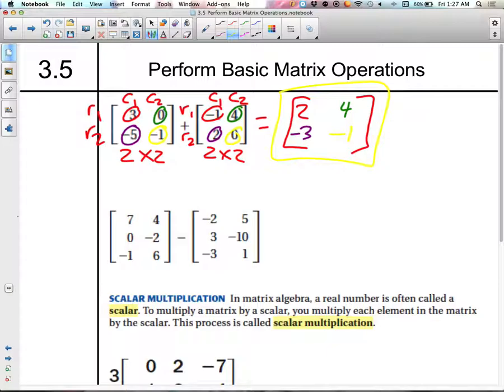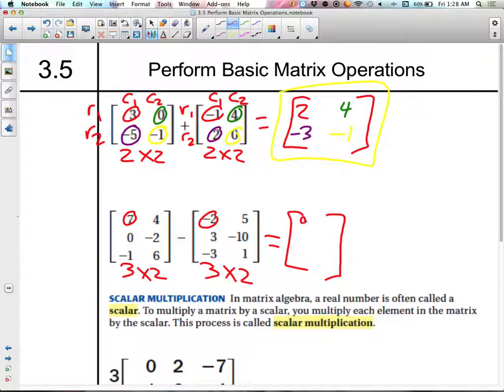Right? Down here we have a subtraction problem. Check the dimensions first. Make sure they are the same. This has got 3 rows and 2 columns. 3 rows and 2 columns. So corresponding elements, we have 7 and negative 2. 7 minus a negative 2. Remember, when you have minus minus, it becomes plus. So that would be 7 plus 2, which would give me 9.